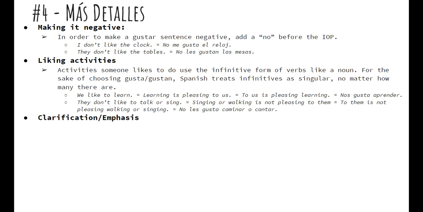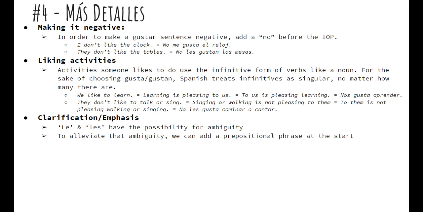Now, clarification or emphasis. This is where it gets a little tricky. So we have le and les, those indirect object pronouns. They have the possibility for ambiguity. So to alleviate that ambiguity or vagueness, we can add a prepositional phrase at the start of the sentence to help clear up that vagueness.